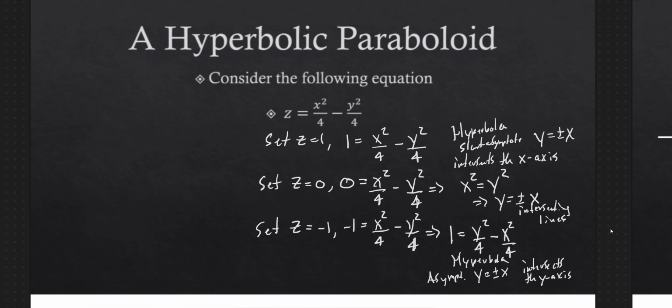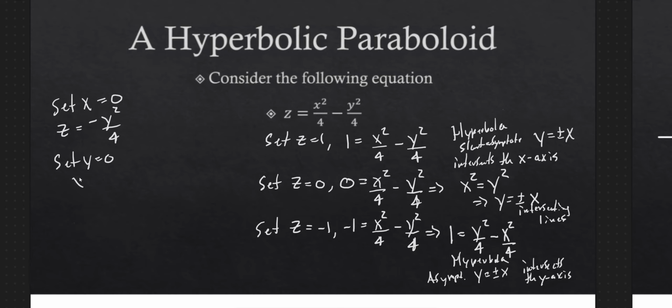And then we know this is a paraboloid, so when I do other traces, if I set x equal to 0, let's see what I get out. I get z equal negative y squared over 4. So I get parabolas that are opening downward. And let's see, if I set y equal to 0, so that's in the yz plane, my parabolas are going to be opening downward.